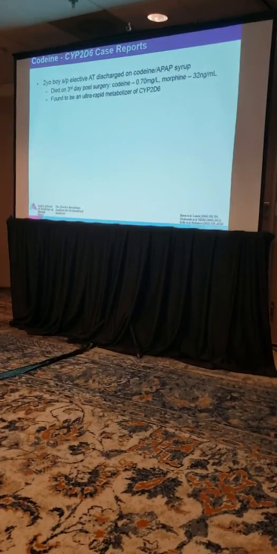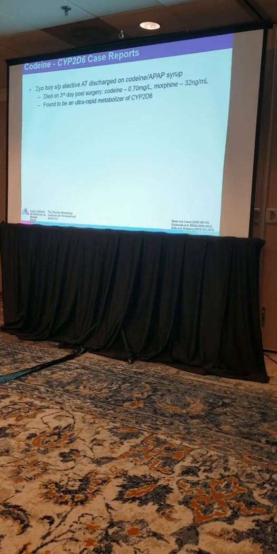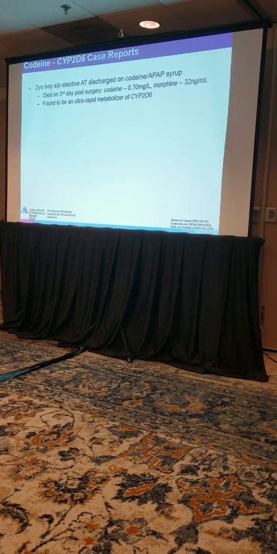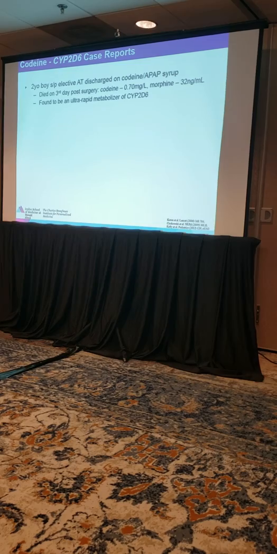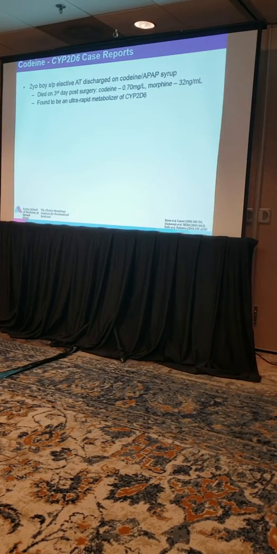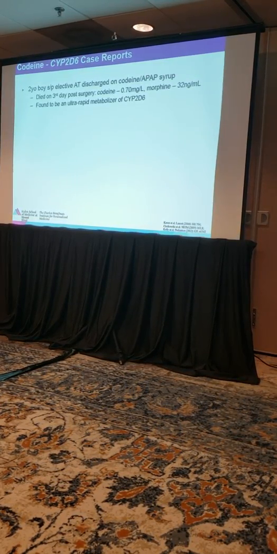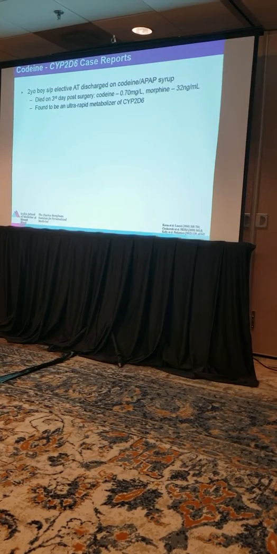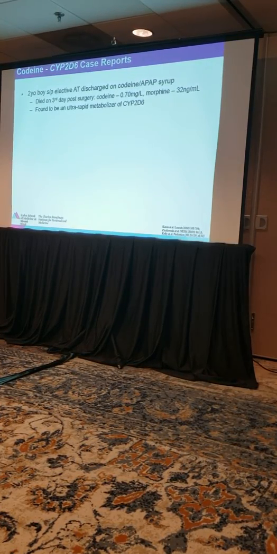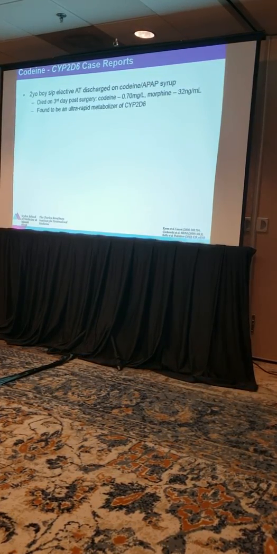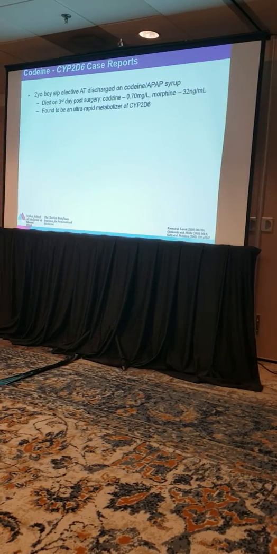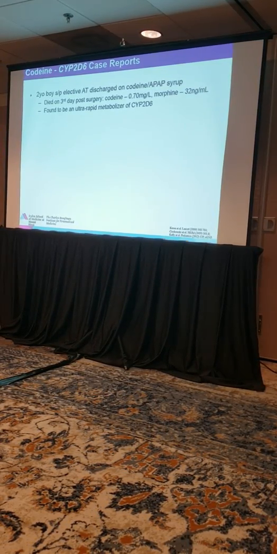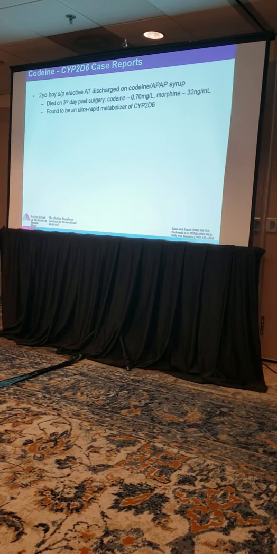Post-mortem analysis found that the morphine level in this patient was 32 nanograms per ml, and normally it should have been somewhere around 0.5. Wow. So they genotyped the patient, the 2-year-old boy, and he was an ultra rapid metabolizer of CYP2D6.